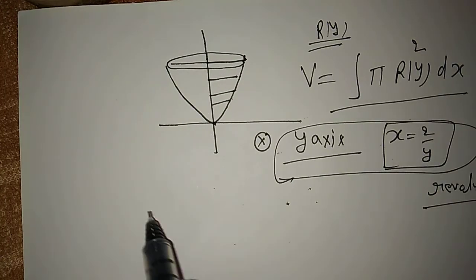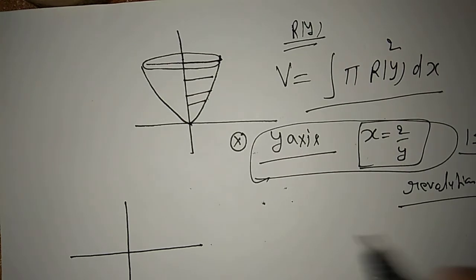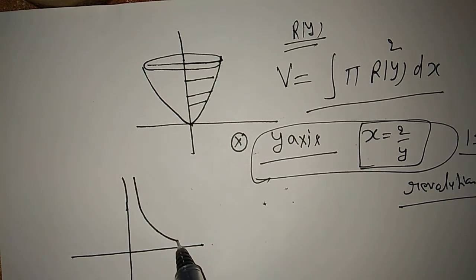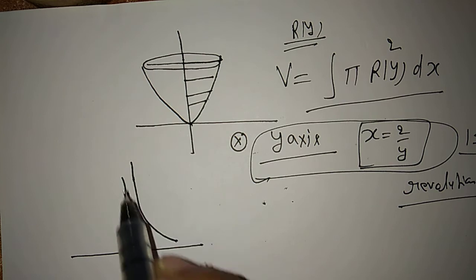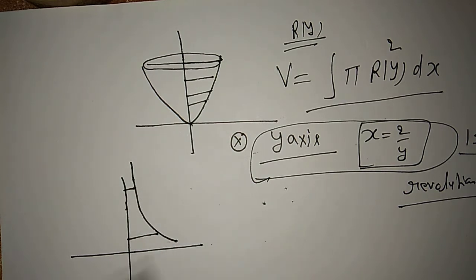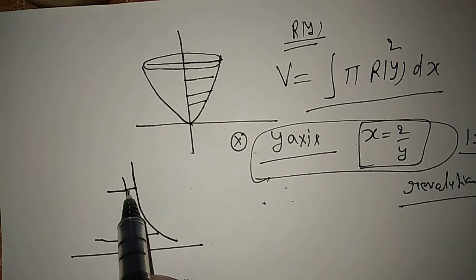So let us see. This is your curve, x equal to 2 by y. This type of curve will come. This is y equal to 1, y equal to 4. So we are going to rotate this curve along the y-axis, and we get this type of solid.